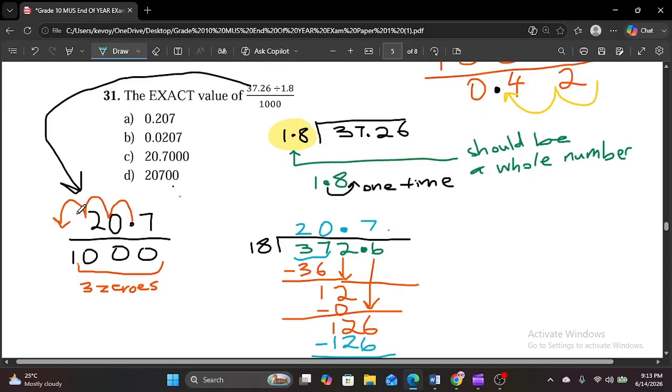So you put a 0 where you have an open space, and your new decimal point will come right here. A 0 will come right before your decimal point. So 0.0207. You look and see where that is. So the answer is right here, 0.0207. So B is going to be your answer for 31. All right, moving on.